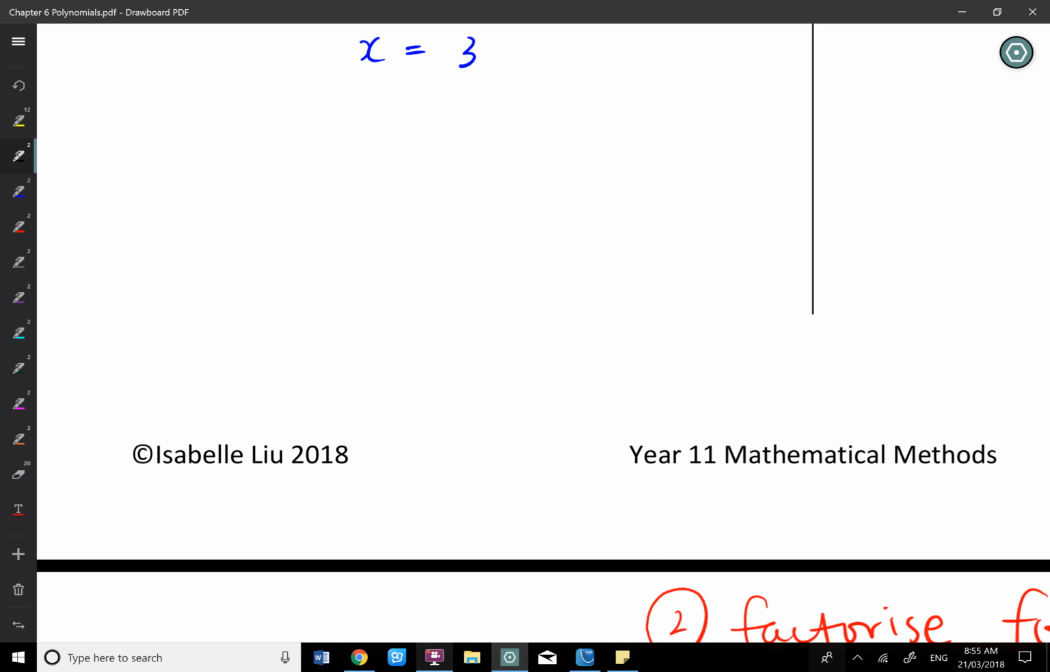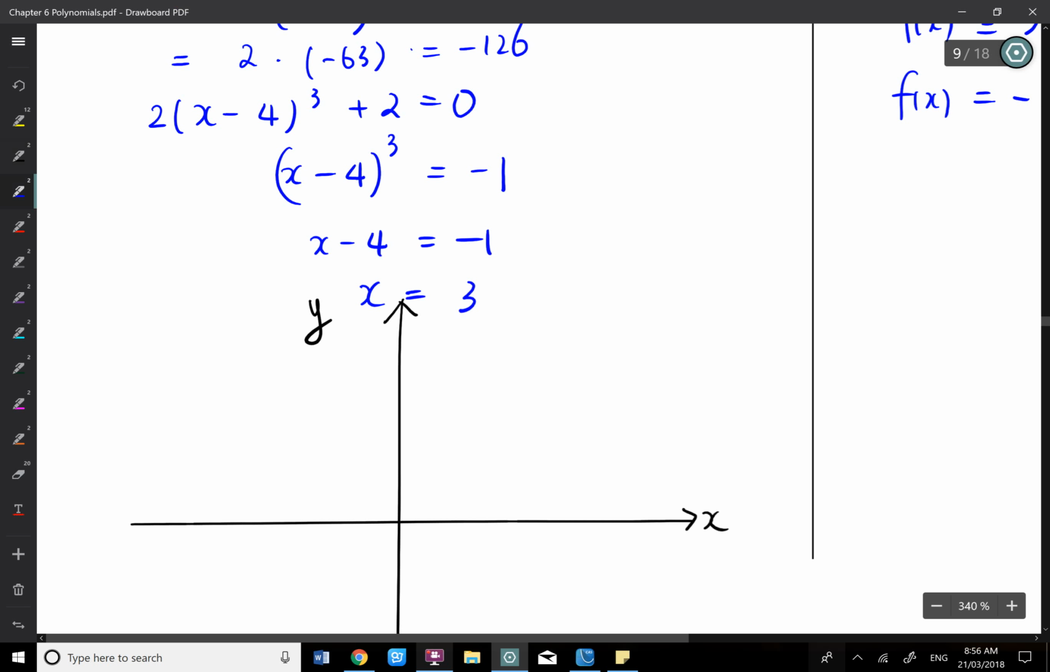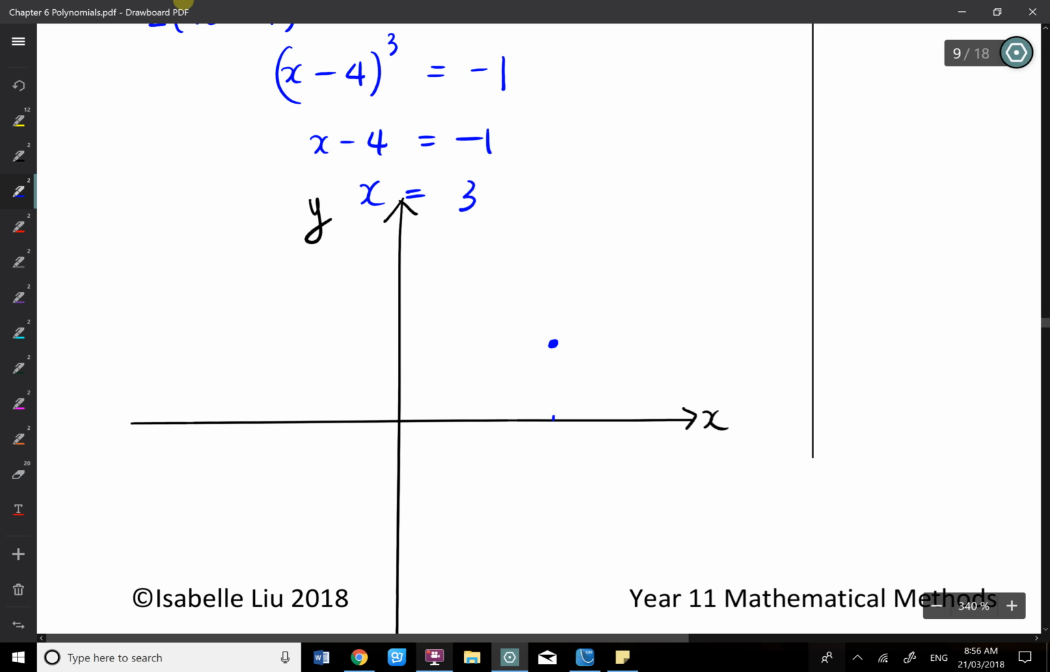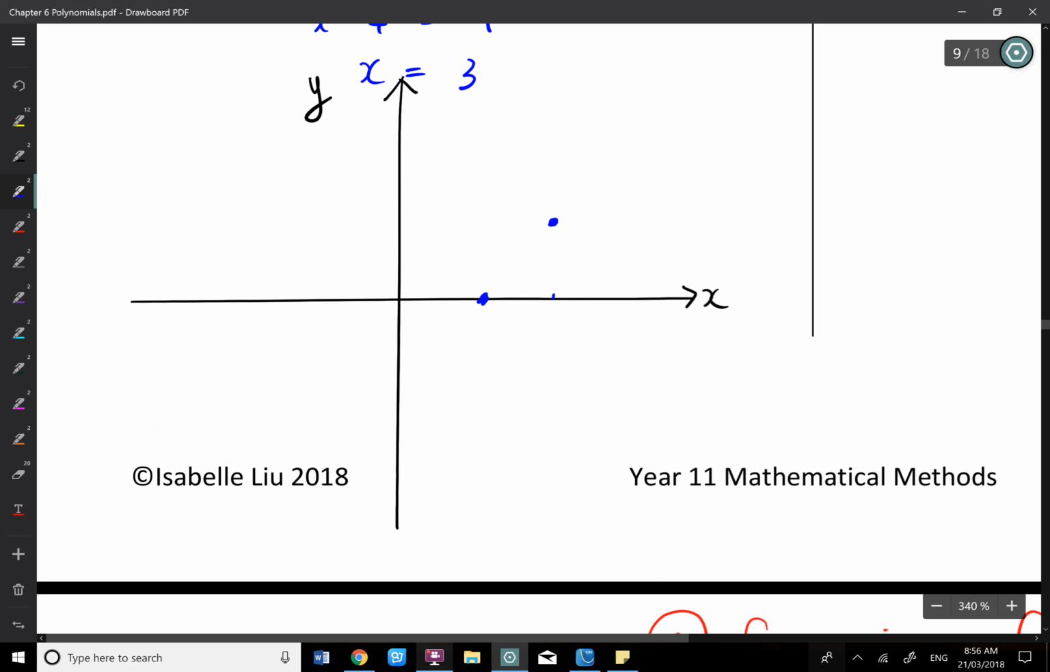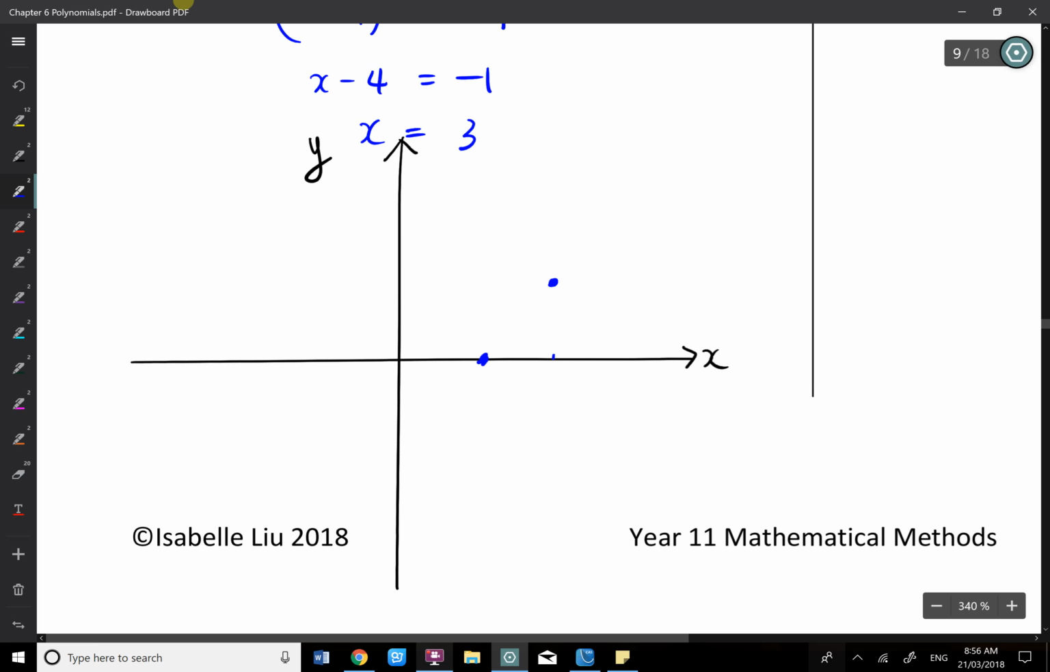X and Y. Well, we have (4, 2) is the stationary point of inflection, which is here. And then (3, 0) is the x-intercept, and we know it's a positive shape.